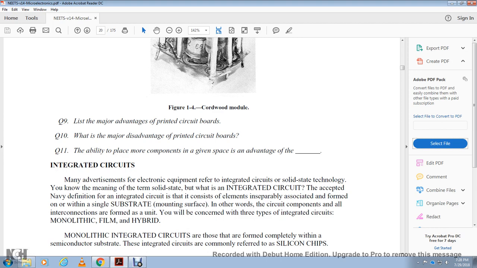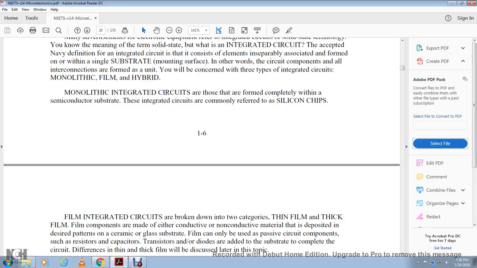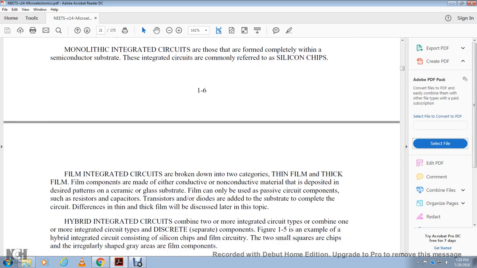We will be concerned with three types of integrated circuits: the monolithic, film, and hybrid. Monolithic integrated circuits are formed completely within a semiconductor substrate, and are commonly referred to as silicon chips. Film integrated circuits are broken down into two categories: thin film and thick film. Film components are made with either conductive or non-conductive material deposited in the desired position on a ceramic or glass substrate. The films are used only for passive circuit components such as resistors and capacitors; transistors and diodes are added to the substrate. The difference between thin and thick film will be discussed later in the topic.